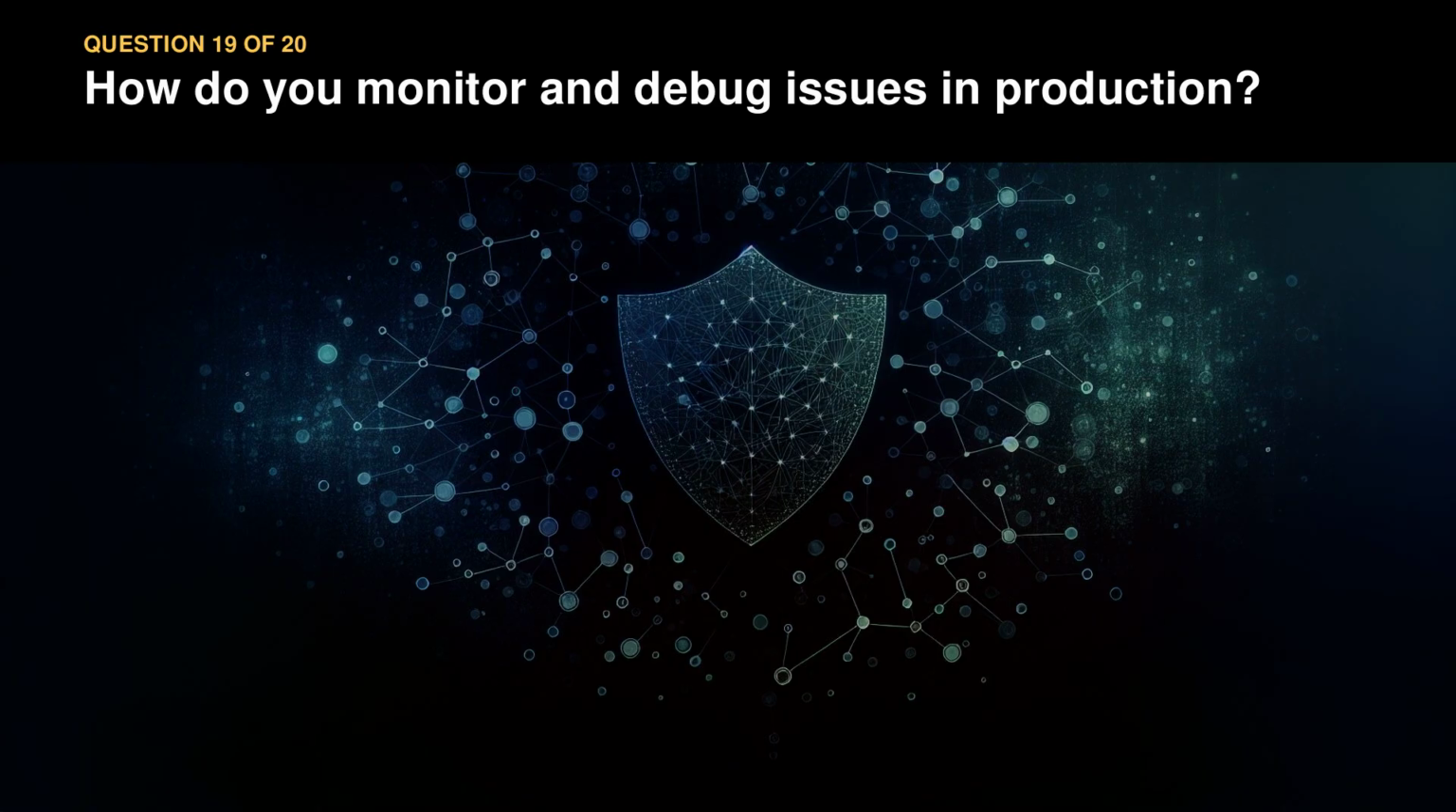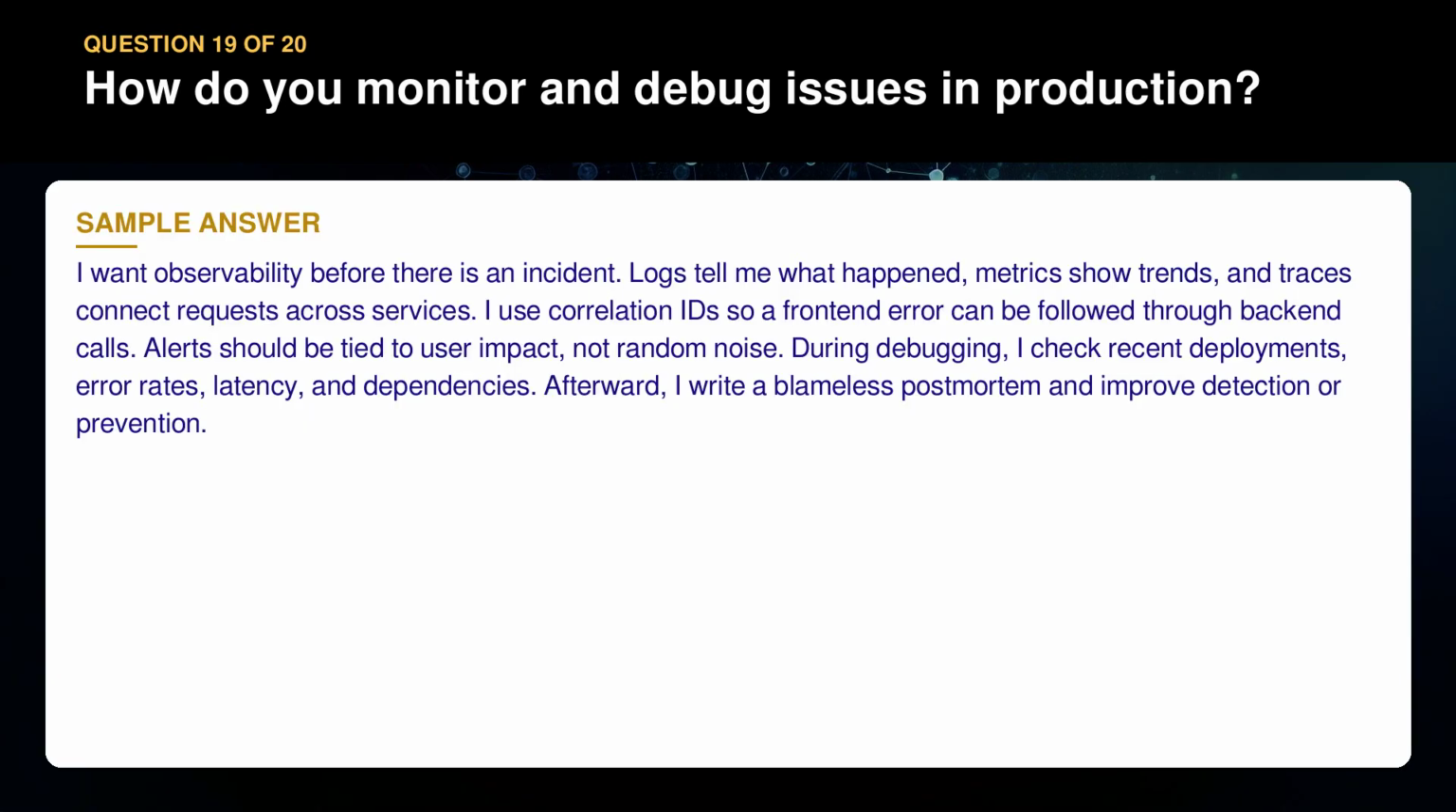Question 19. How do you monitor and debug issues in production? I want observability before there is an incident. Logs tell me what happened, metrics show trends, and traces connect requests across services. I use correlation IDs so a front-end error can be followed through back-end calls. Alerts should be tied to user impact, not random noise. During debugging, I check recent deployments, error rates, latency, and dependencies. Afterward, I write a blameless postmortem and improve detection or prevention.